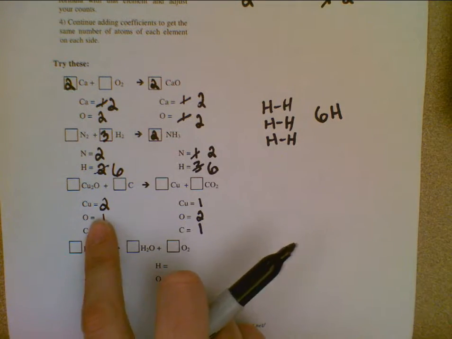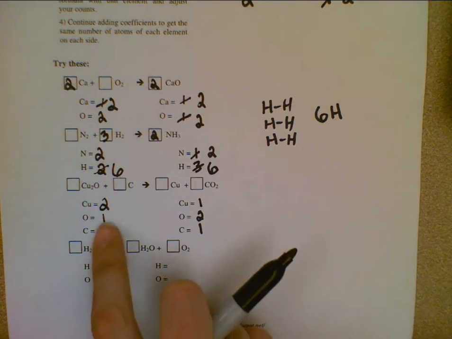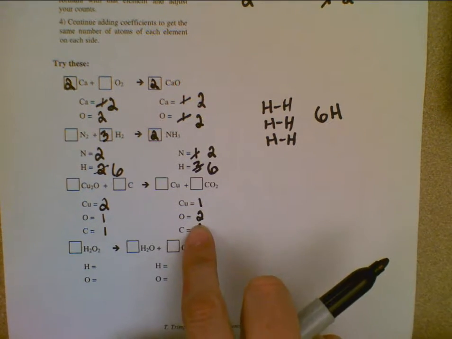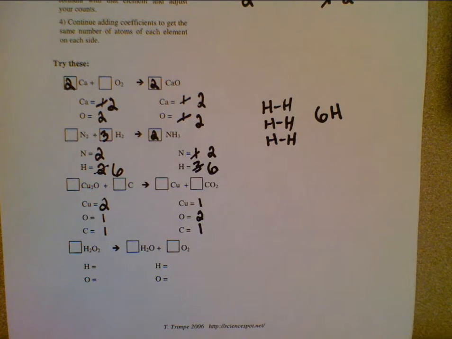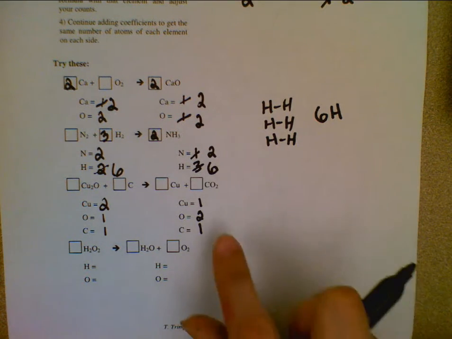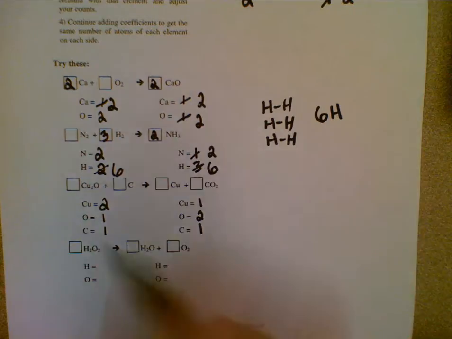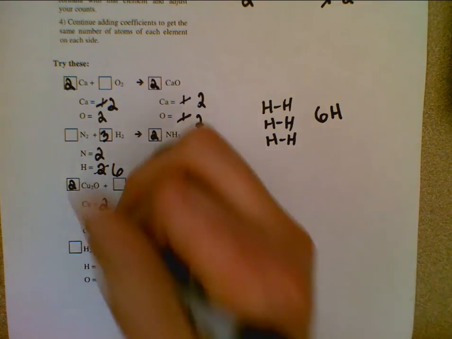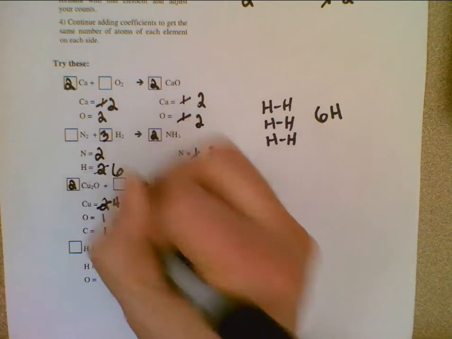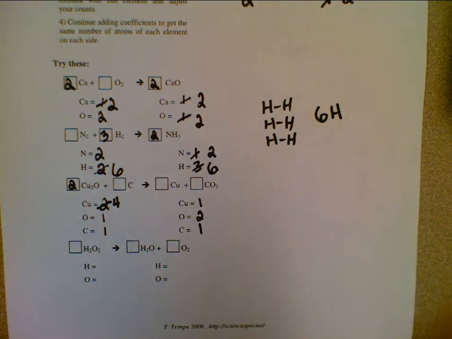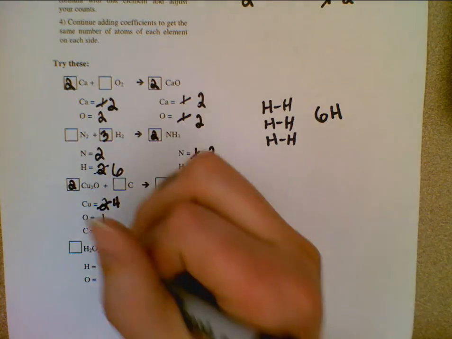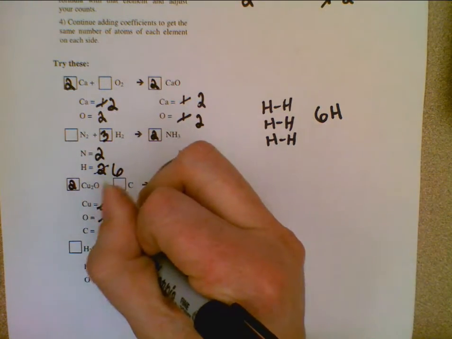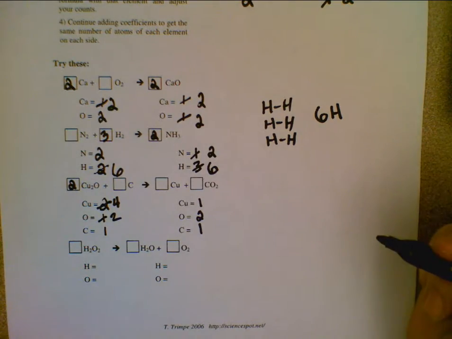So I look at the oxygen on these two, and I've got 1 over on the reactants and 2 on the products. So what I'm going to try to do here is actually add another oxygen over here by adding a whole other molecule of copper oxide. And by doing that, I now have 4 copper, which is fine, more unbalanced, but we'll deal with it later, and 2 oxygen. So now my oxygens are balanced, so that's looking pretty good.